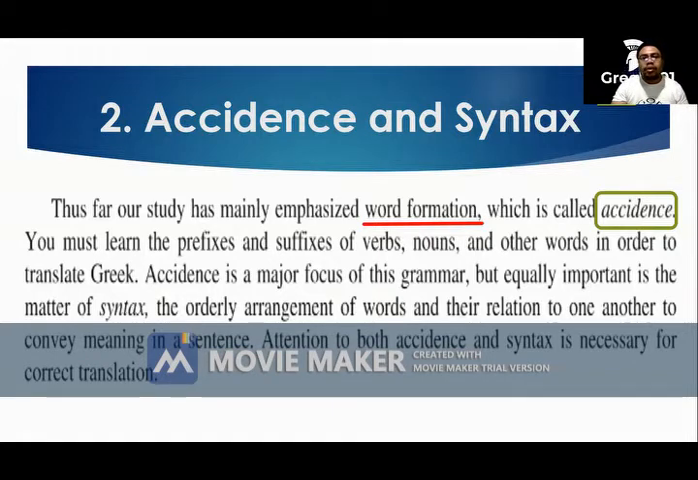Accidents is a major focus of this grammar, but equally important is the matter of syntax. What is syntax? It is the orderly arrangement of words and their relation to one another to convey meaning in a sentence. So remember that the syntax or the order of words in Greek is different from that of English as well as our own language. Therefore, you need to study the Greek syntax to be able to translate it into correct English, right?